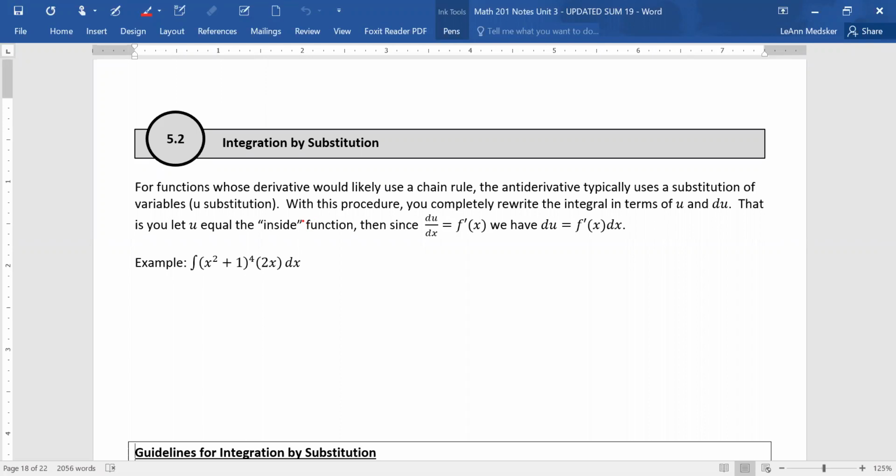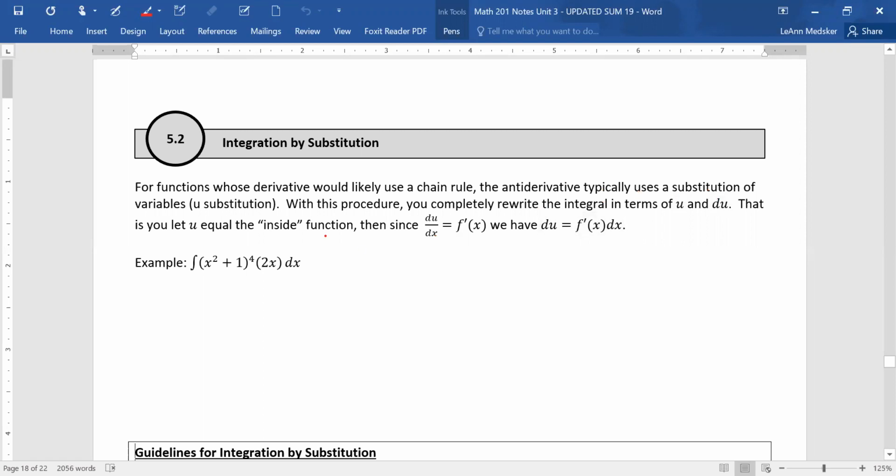So we're going to be looking at 5.2, which is integration by substitution. This is for functions whose derivative would likely use a chain rule if we were doing the derivative originally. So the antiderivative typically will involve what's called a substitution, and we call it u-substitution just because we use u as our variable. And we can completely rewrite the integral in terms of what's called u and du.